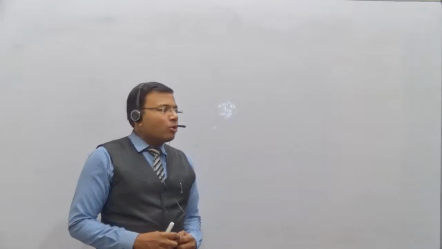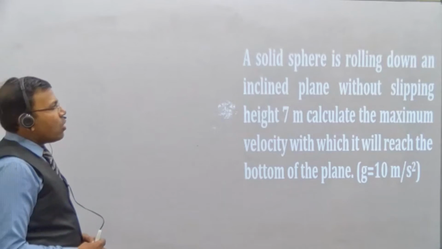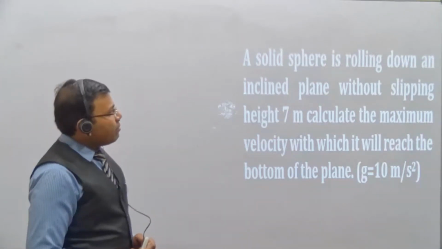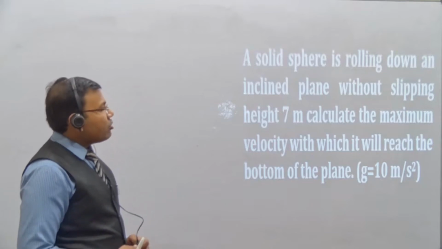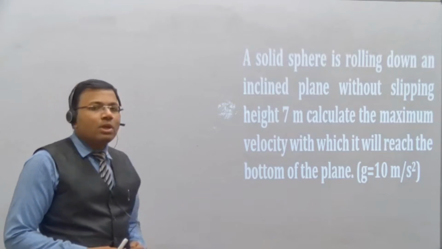Students, we have seen pure rolling on an inclined plane. So let us do some problems on the same concept. The first problem on the board: a solid sphere is rolling down an inclined plane without slipping. The height of the inclined plane is 7 meter. Calculate the maximum velocity with which it will reach the bottom of the plane.